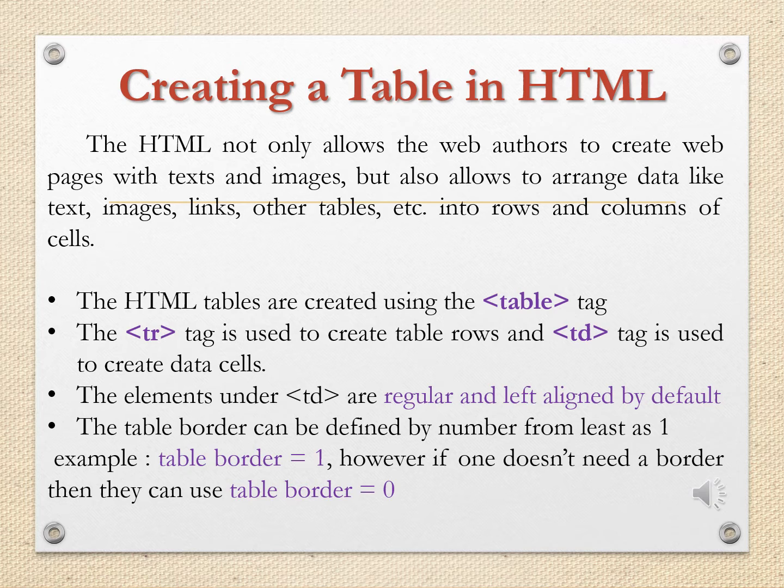As you can see on the screen, the table tag and other tags are highlighted. The tr tag is used to create a table row and the td tag is used to create data cells. The elements under td are regular and left aligned by default. If you want to change the alignment, you can use a lot of other attributes, which will be spoken about in the next slide.